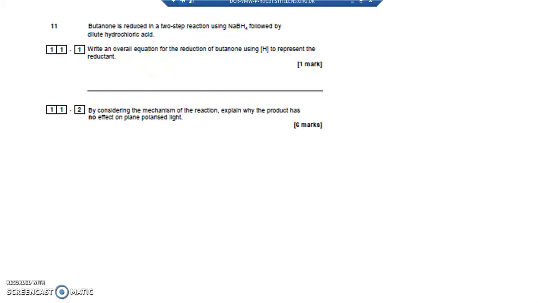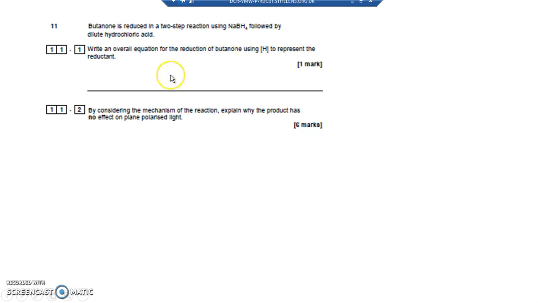Write an overall equation for the reduction of butanone. So reduction is adding hydrogen, using H with square brackets to represent the hydrogen that's being used as the reductant. So hydrogen's been added, and the way that we're going to show that is with a square bracket around the H.